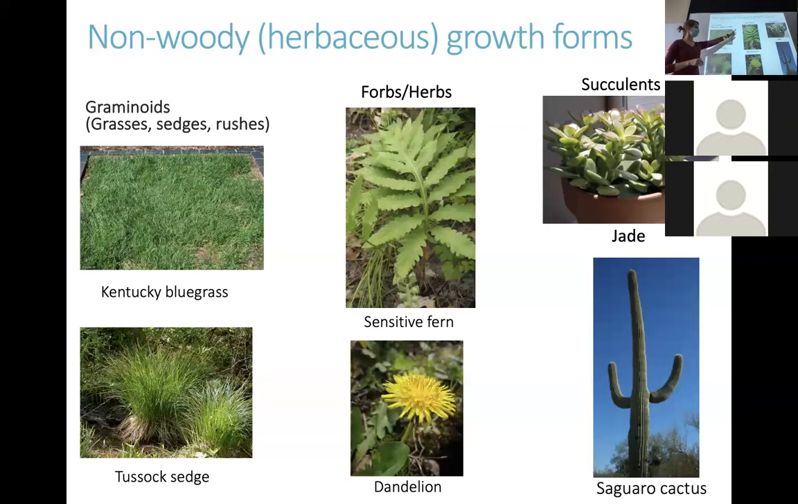So you can see where ferns are not going to fit into either of these, right? And then dandelions also not going to fit into grasses or succulents. So this is sort of the catch-all for the forbs and herbs categories, the catch-all for everything that's herbaceous, that's not a grass, sedge, or rush, and also not a succulent species.